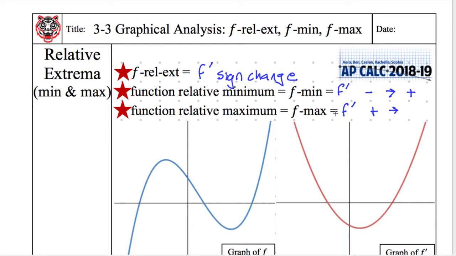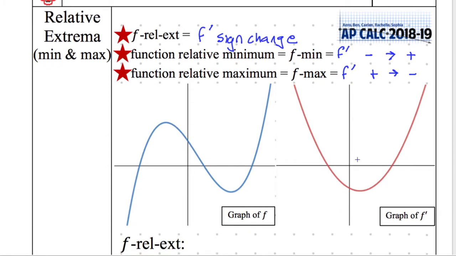Eventually we're going to be doing these things called the f prime test or the first derivative test and second derivative test. All of these things are tools that go in the first derivative test, the f prime test. Let me add the negative here too. All right, so let's look at what that looks like on the graph.